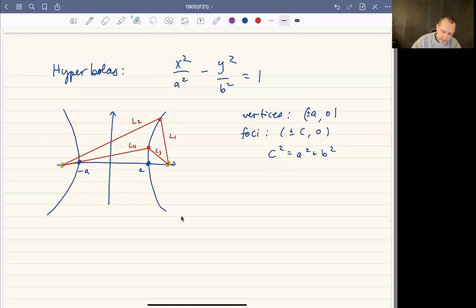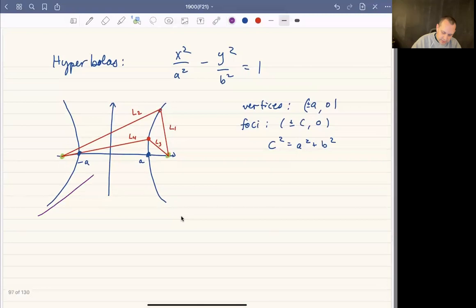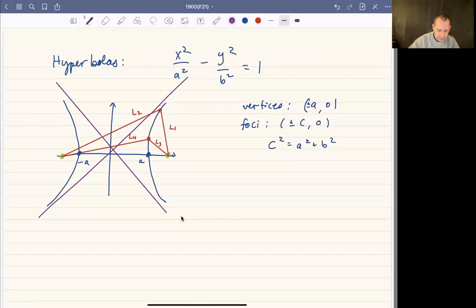And so you get these asymptotes that are going to look something like, that was pretty terrible, but not too bad. So let's try it one more time. You get something like that. So that would be one asymptote. And then by symmetry, you get another. So it would look something like that.